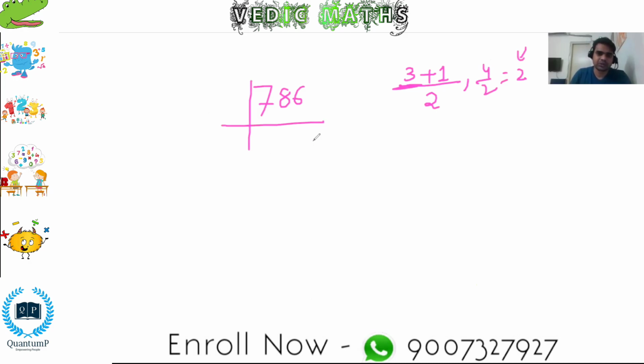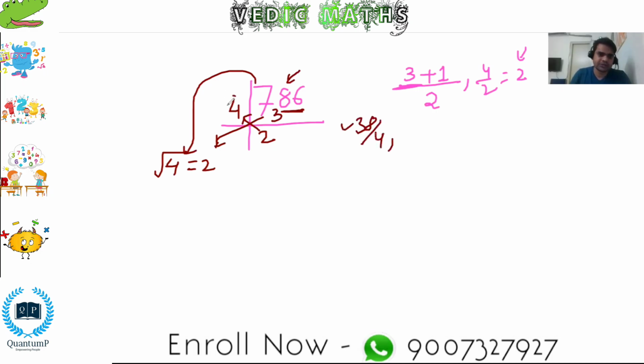So what I'll do, I'll make the pair. 7 is there, and before 7 we have the number 4. The square root of 4 is 2. We'll write here 2. We'll double this 2, which is 4. Then we take 7 minus 4, which is 3. I'll write here 3. So we have 38. We'll do 38 divided by this 4. Quotient is 9, remainder is 2.